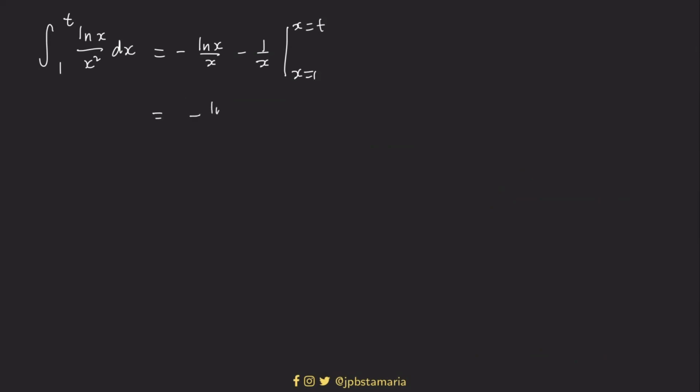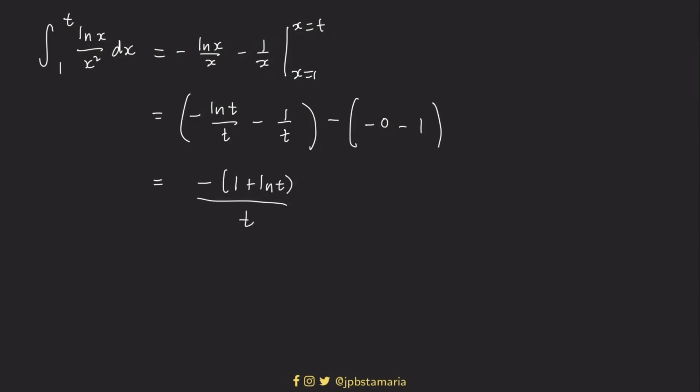When x is t, this is just minus ln of t over t minus 1 over t. Tapos, when x is 1, that's ln of 1 over 1. ln of 1 is 0. So, we're left with, oh my gosh, what's this? O, di ganyan, no? Minus 1 plus ln of t all over t. Tapos may plus 1. Okay?